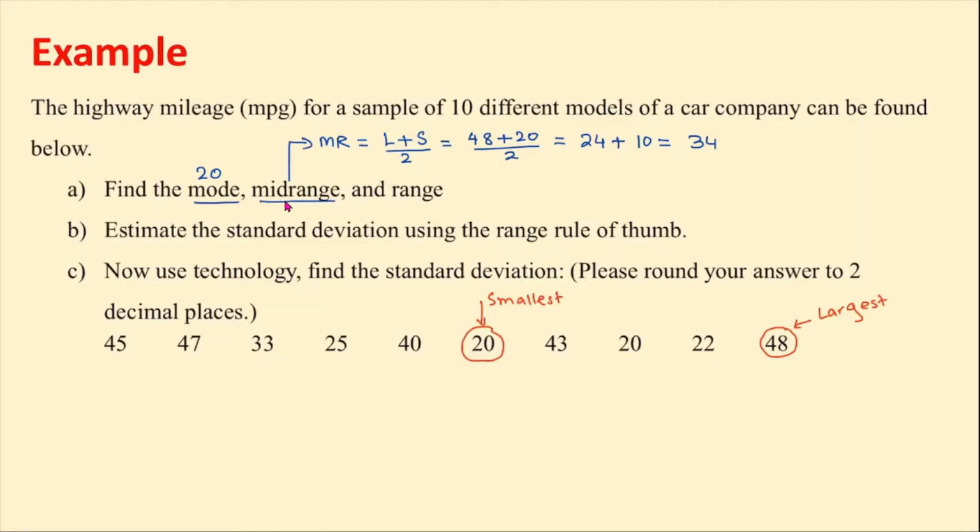And next one we want here is the range denoted by R. R is the difference between the largest value and smallest value. Largest value is 48 minus the smallest value is 20. 48 minus 20 is 28. So the range is 28. So that is the answer for the first part. We got the mode first, which is 20. We got the mid-range, that is 34. And here we got the range, that is 28.